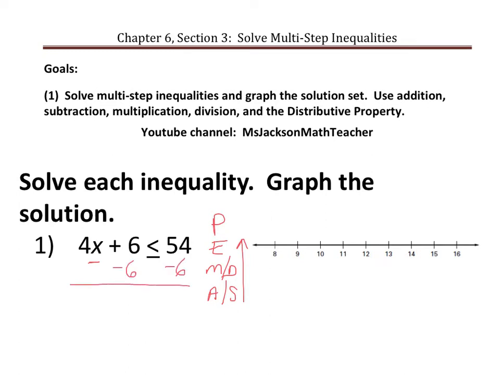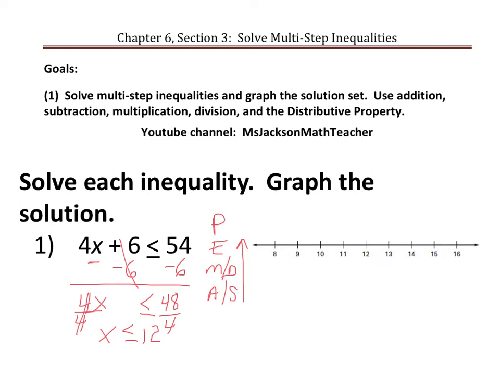Whatever we do on one side, we've got to do on the other. And our inequality symbol stays the same. And we will subtract 6 from 54, which will give us 48. And finally, we'll undo this multiplication with division, and we have x is less than or equal to 12. Now, to solve, we did not multiply by a negative, nor did we divide by a negative. So our inequality symbol is going to stay in the same position.